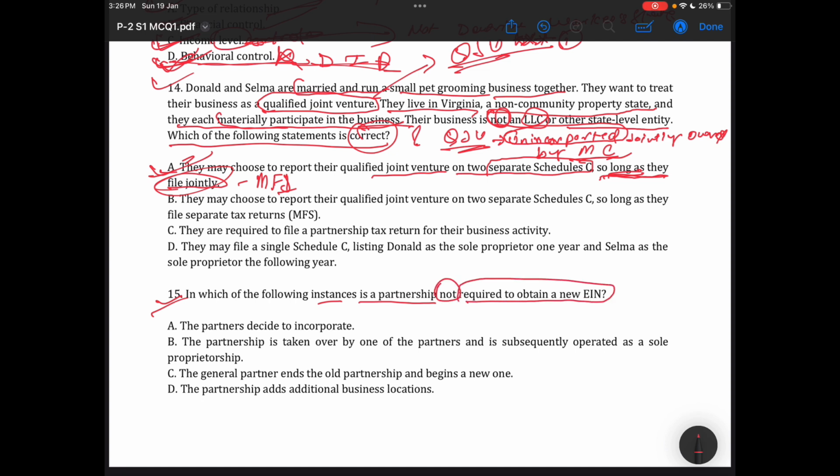So it's also a very important concept. I just marked it as very important. Please make a note of in which cases EIN is not required. If you are unable to understand, please do let me know, because in your exam you will get one question, and there might be a chance of two questions from this concept as well.